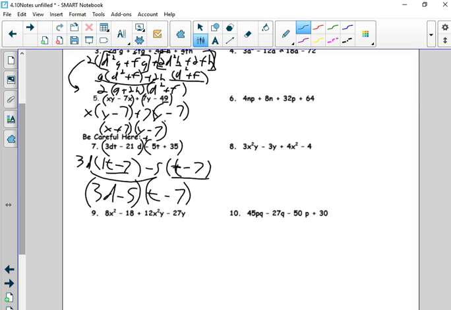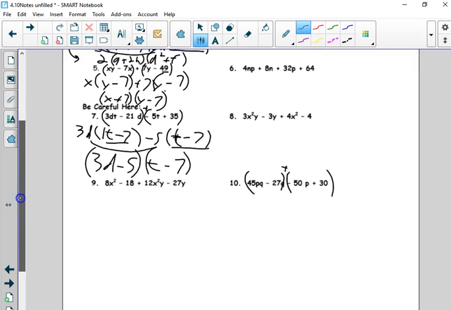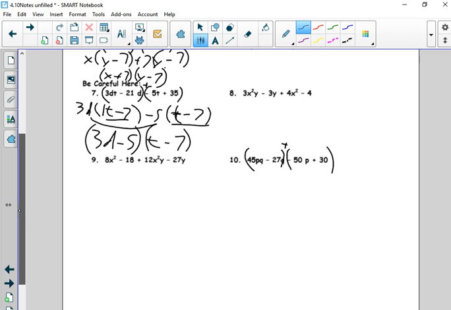Let's do one more minus. Number 10. So I put parentheses here. I put parentheses here, and I put a little plus sign in between them. Now, what can come out of 45 and 27? That would be 9. What can come out of p and q? Well, q. Now I divide.